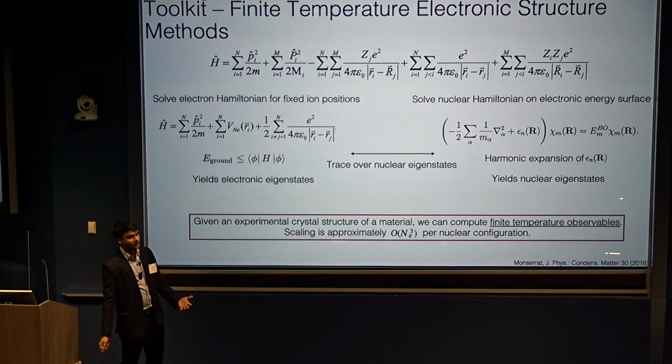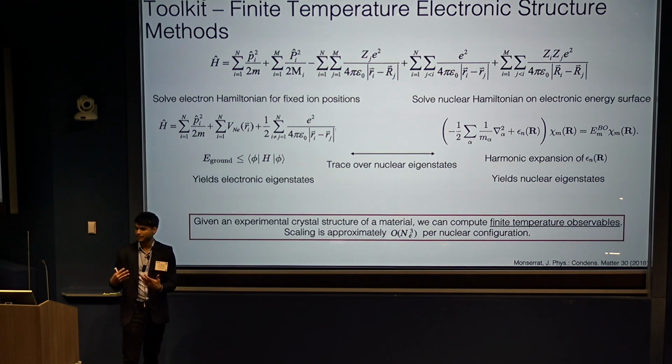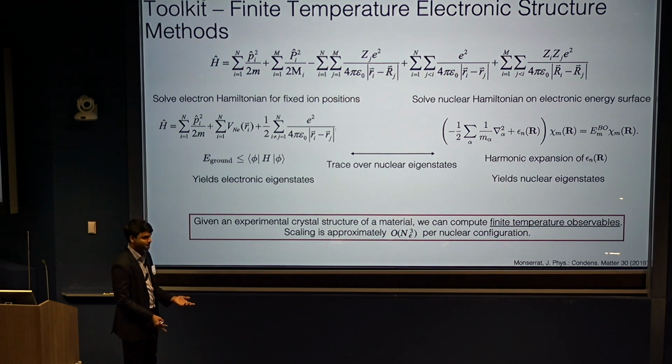So it's quite a powerful toolkit, because it means that any experimental crystal structure that you give me, I can compute finite temperature observables, of which the finite temperature Urbach tail is one. It's just important to note that these are also expensive calculations. The scaling goes as approximately the number of electrons cubed. I mean, you can make it better with some Fourier transform magic, but it's still polynomial time. It's not going to be great.